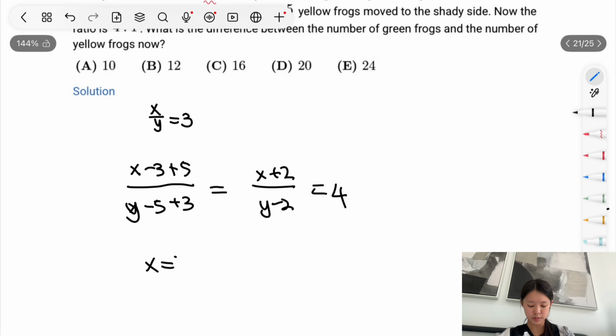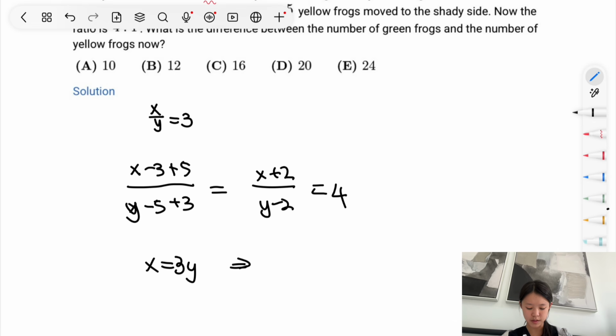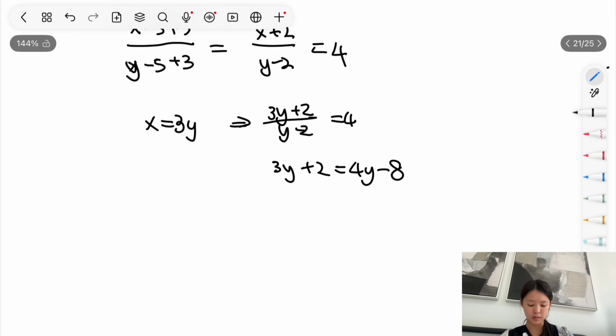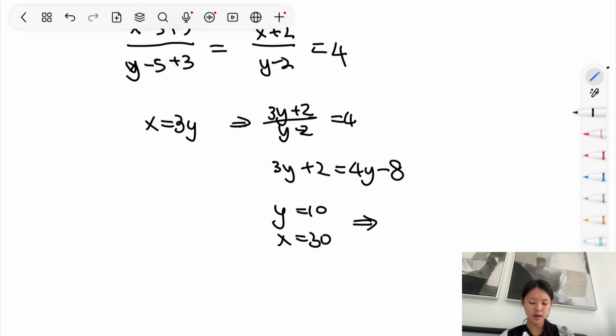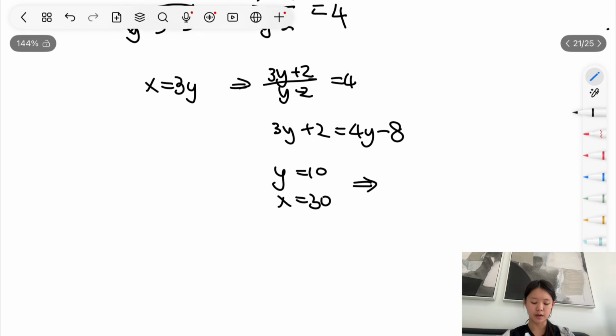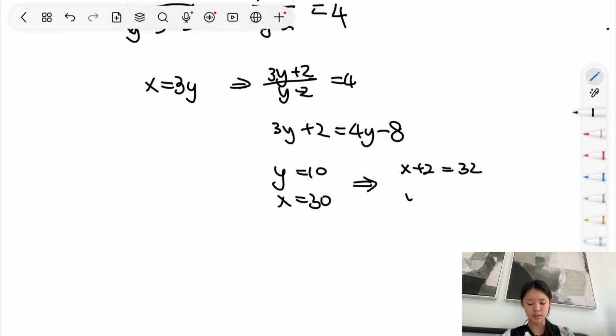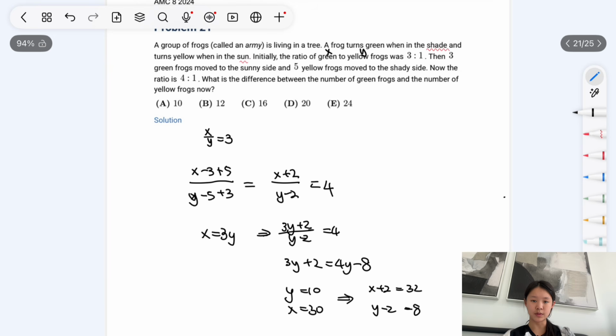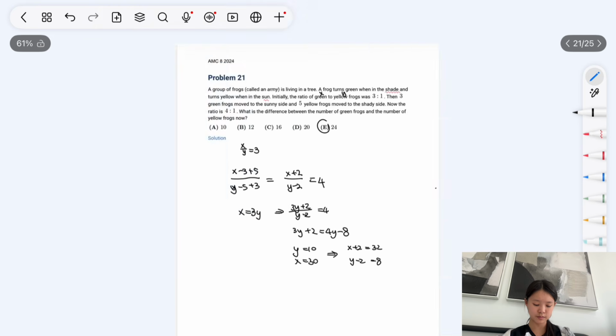So x equals 3y, which means that 3y plus 2 over y minus 2 equals 4, and 3y plus 2 equals 4y minus 8. So y equals 10, and x equals 30. And then updated to what it's currently looking like now, we have x plus 2 equals 32, and y minus 2 equals 8. So the difference between these two groups is 24.